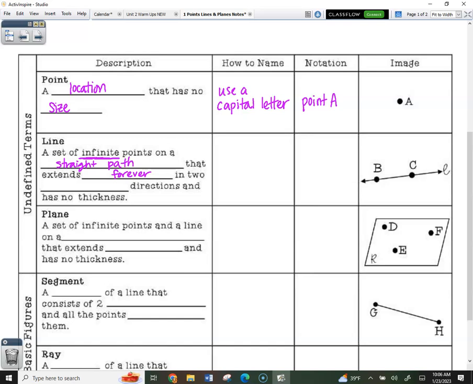So we have a set of infinite points on a straight path that extends forever in two opposite directions and has no thickness to it. There's no weight to the line. It's just saying, hey, we're going in this direction and this direction forever.